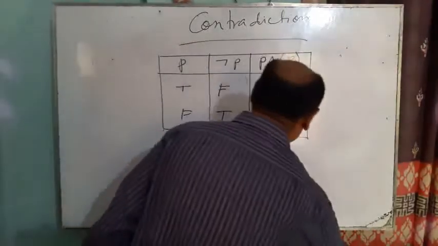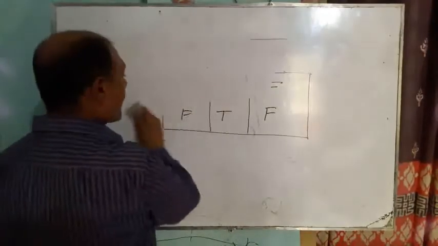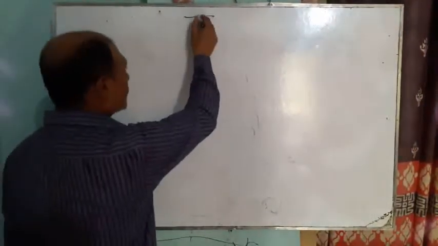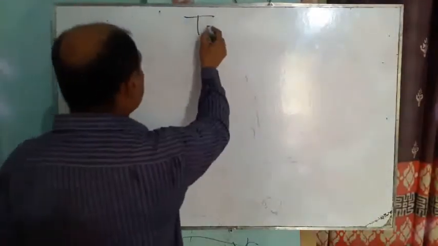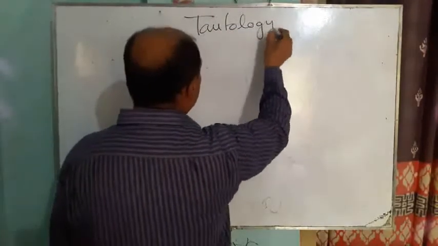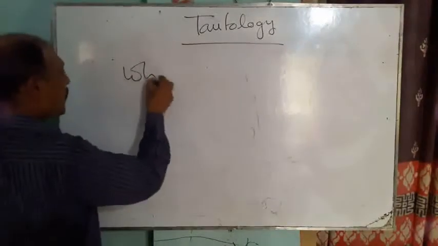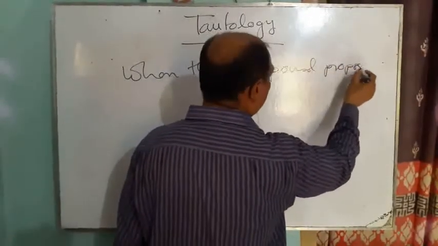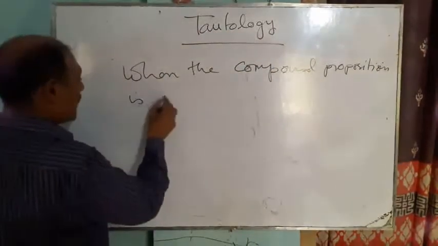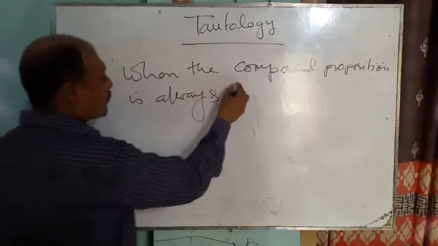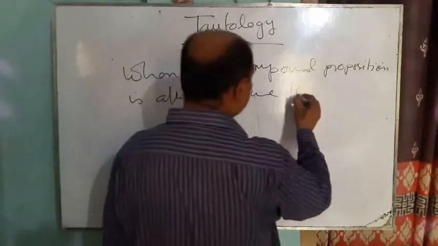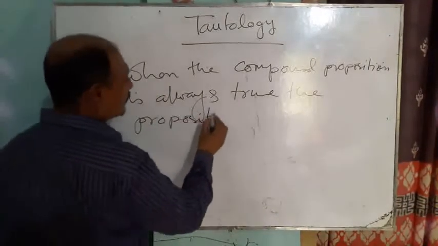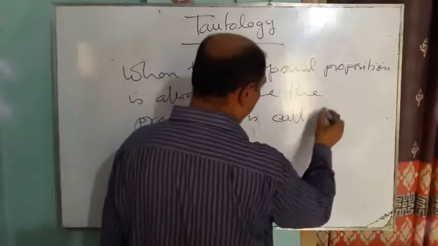Now we know the definition of tautology. When a compound proposition is always true, then the proposition is called a tautology.